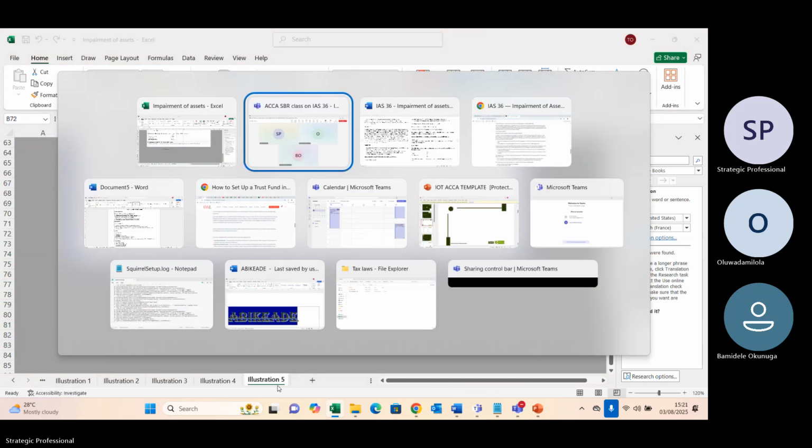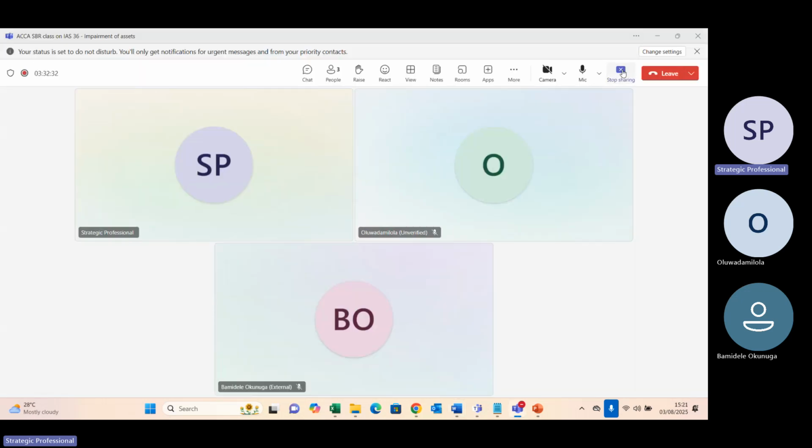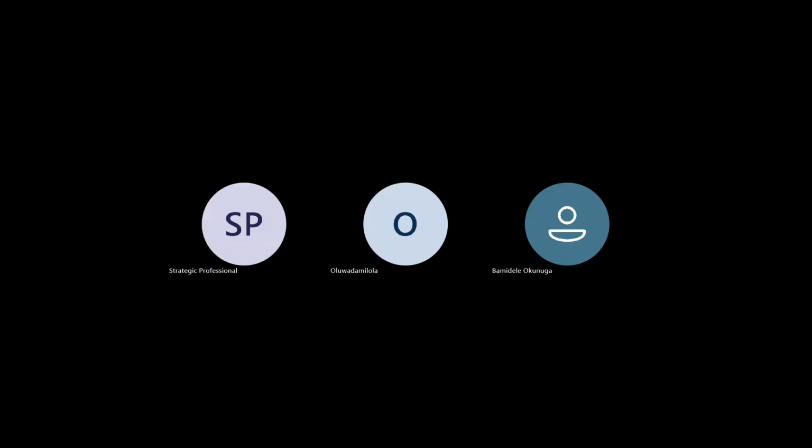So illustration 6. Yeah, Mr. Bambile, help us read illustration 6.